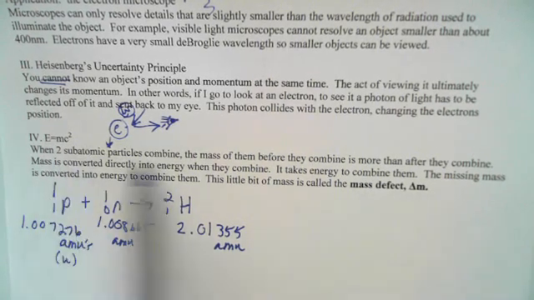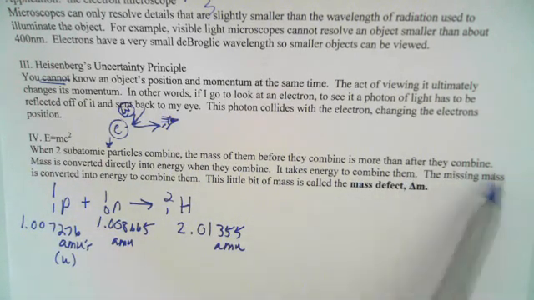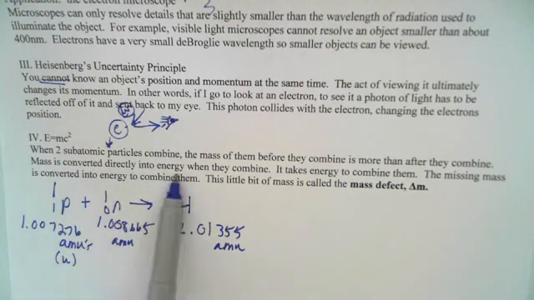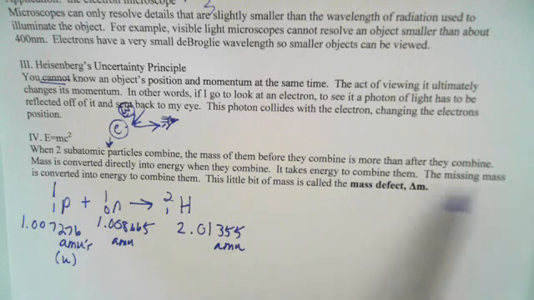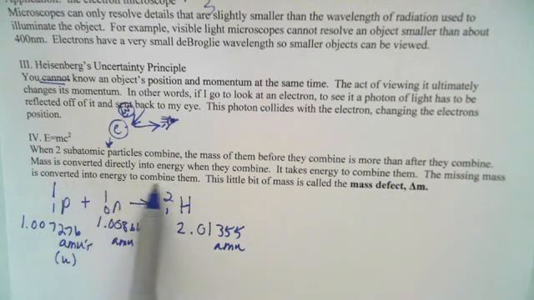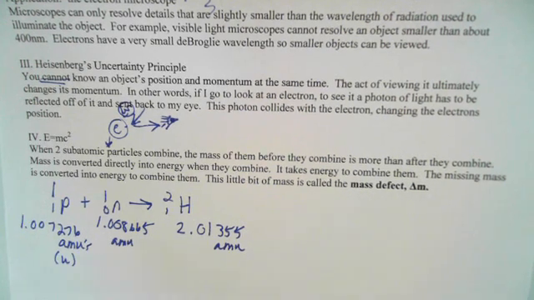So let me just read this. So, when two subatomic particles combine, the mass of them before they combine is more than after they combine. Mass is converted directly into energy when they combine. It takes energy to combine them. Okay? The missing mass is converted into energy to combine them. This little bit of mass is called the mass defect, or delta M.